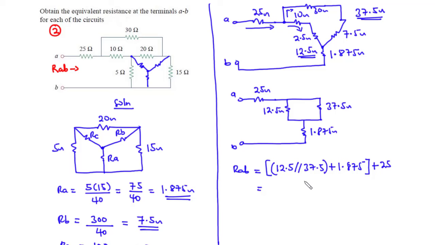Now 12.5 parallel 37.5 gives 9.375 plus 1.875 plus 25. Now when you add all these three values, you have 36.25. Therefore, the total resistance for this circuit is equal to 36.25 ohms.